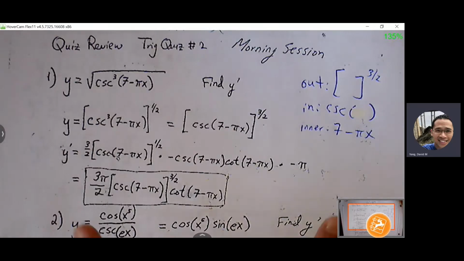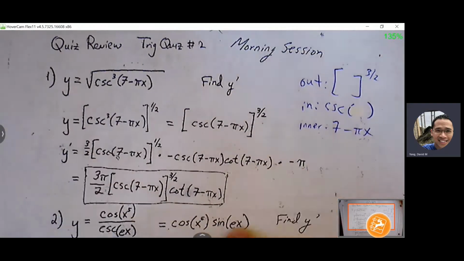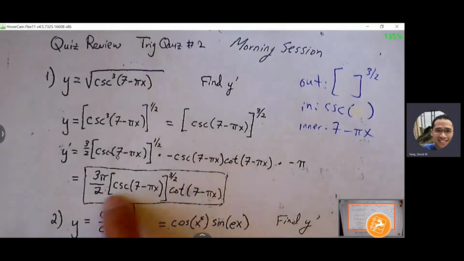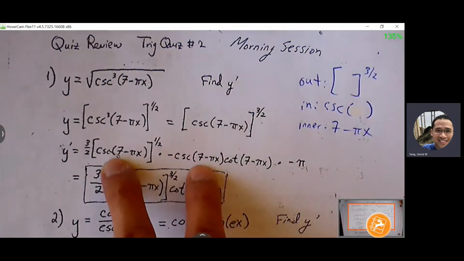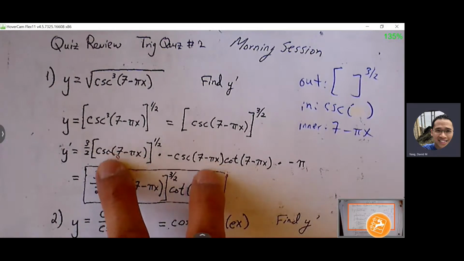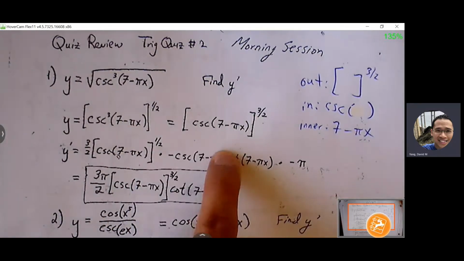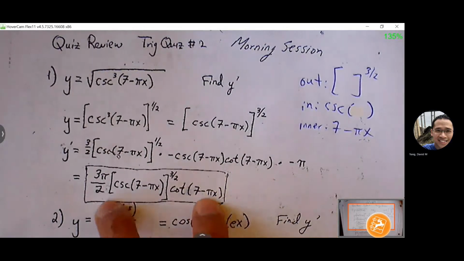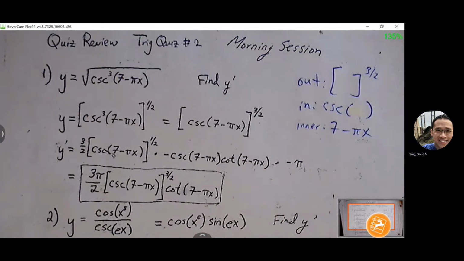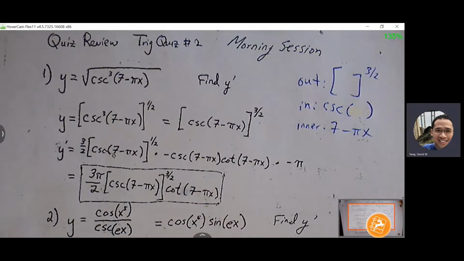And finally, we can do a little bit of cleanup. 3/2 times negative pi times negative 1. We can multiply all that out to be just 3 pi over 2. And these are both like terms. If I multiply these together, I just add the exponents. 1/2 plus 1 is the same thing as 1/2 plus 2 over 2, which is 3 over 2. Okay, any questions with 1?